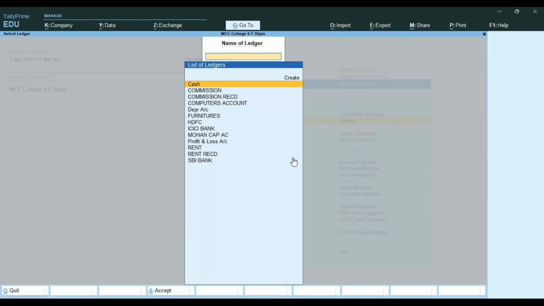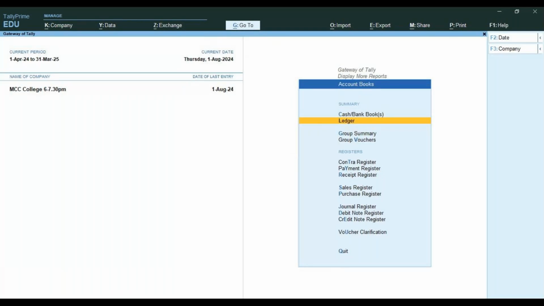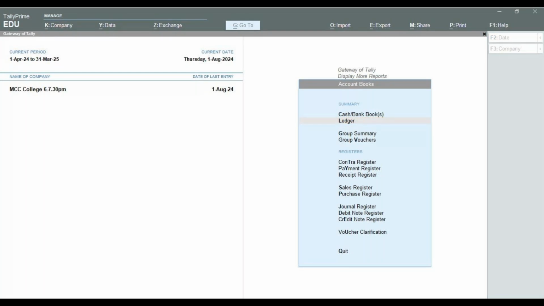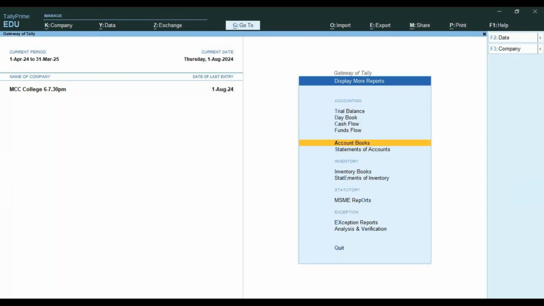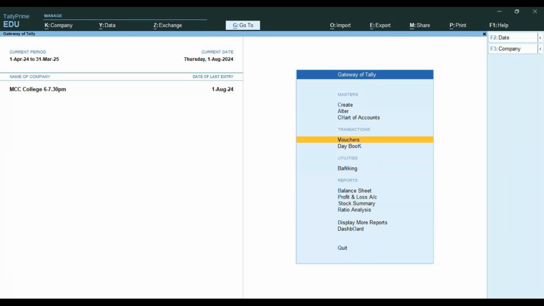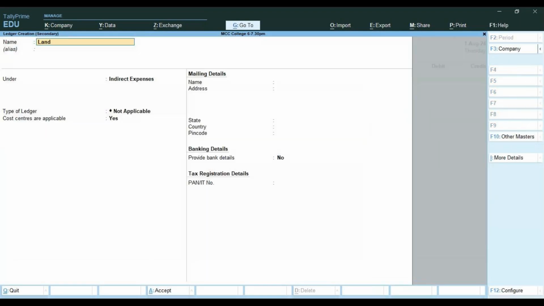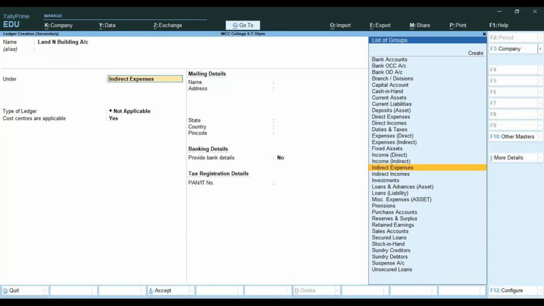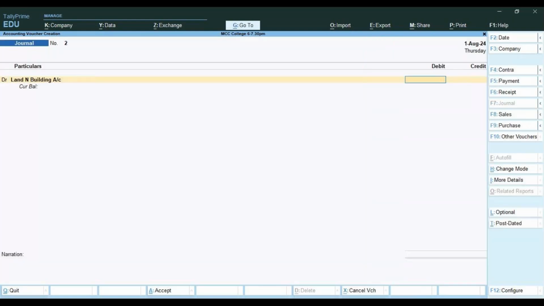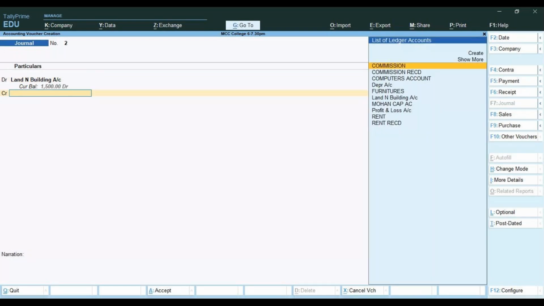Now do the next journal entry, that is the appreciation. Appreciation of land and building, 3%. How much is 3% of 50,000? 1,500, ma'am. Yeah. So from there, it is going to land and building. So debit will be land and building, right? Appreciation.